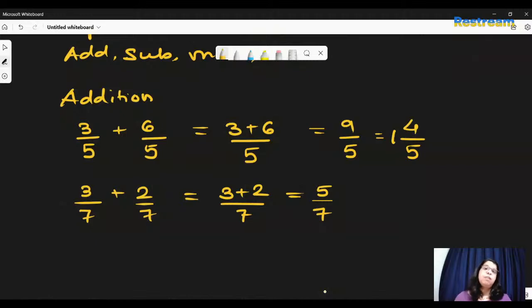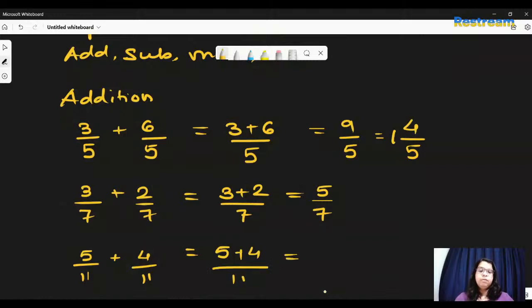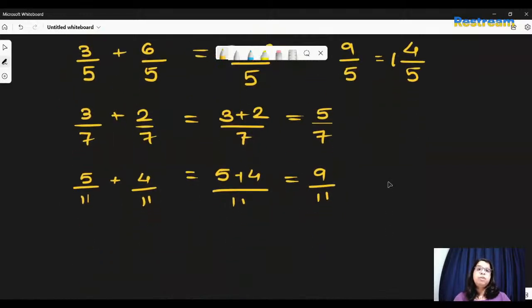If your school allows you to use a calculator for these kinds of calculations, make sure that even if you get the answer in decimals, you convert it back to fractions and then write the answer in fractions. One more, and then we will go to addition when your denominators are different. Let's say I have 5 by 11 plus 4 by 11, which is equal to 5 plus 4 over 11, which is equal to 9 by 11. So this was when your denominators were equal.